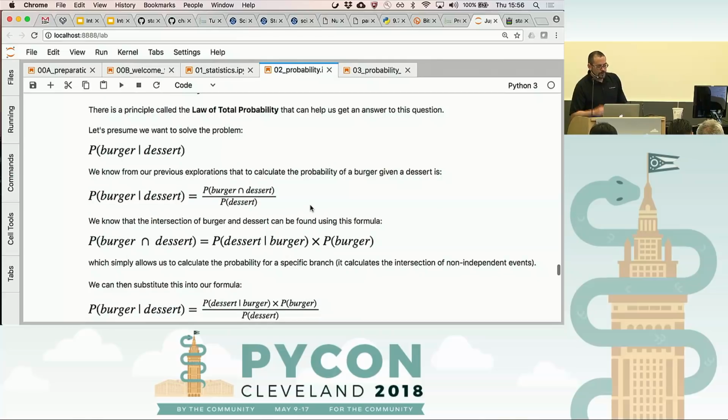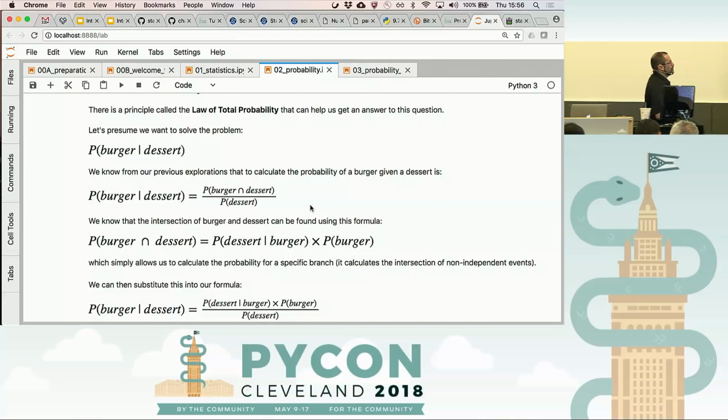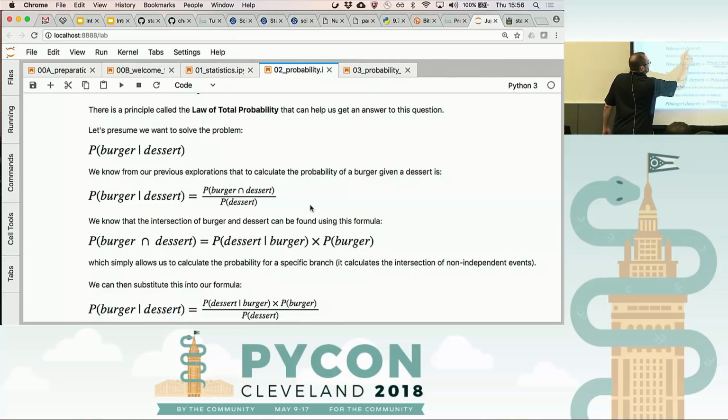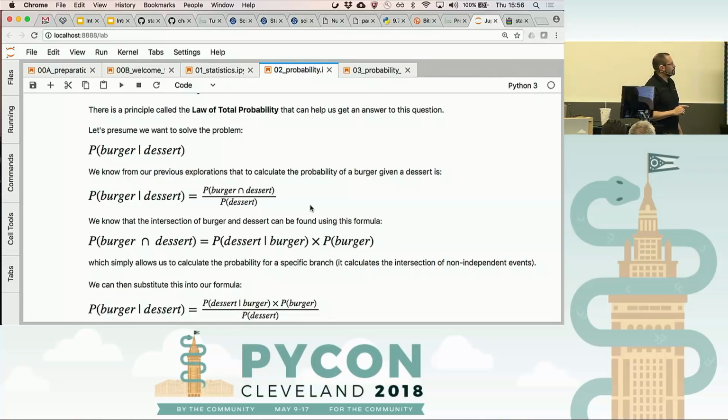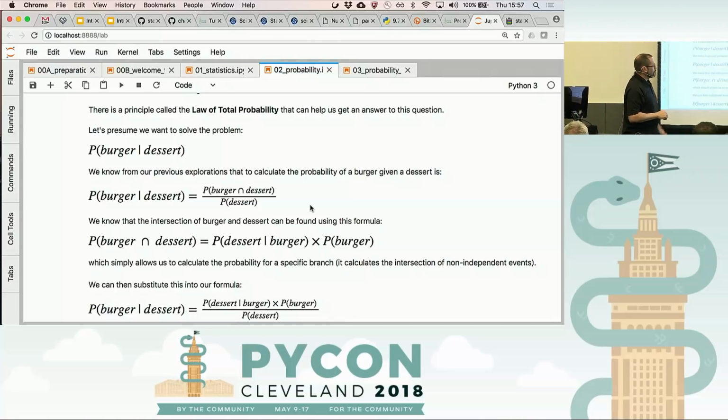Okay. So let us presume that I want to solve the following problem. Given that my friend said, yep, that dessert was tasty, how do I determine the probability they ate a burger? We know that to solve for this, I need to know these two things. It's a formula that we had further up on the page. What is the probability they ate a burger and dessert divided by the probability that they ate a dessert?